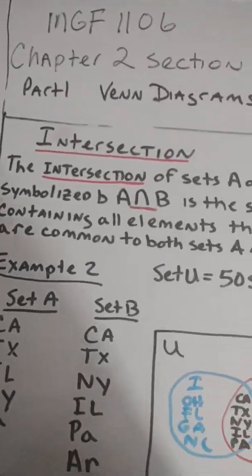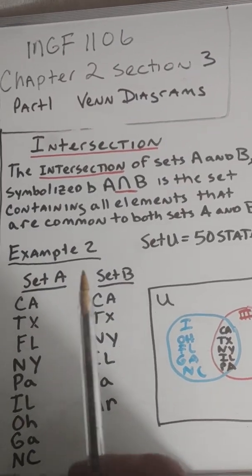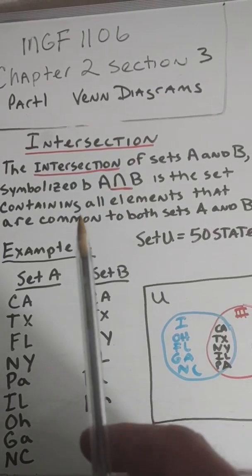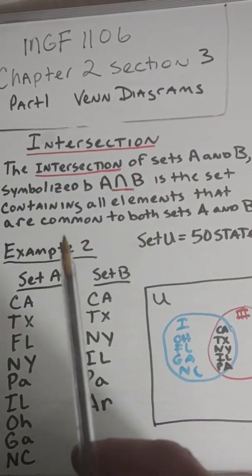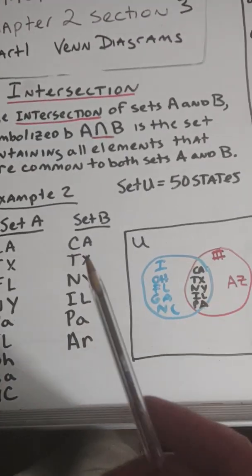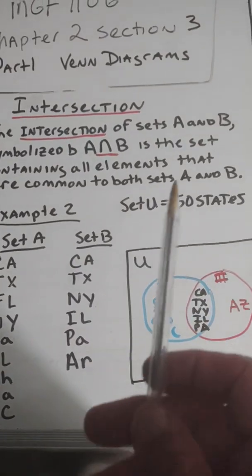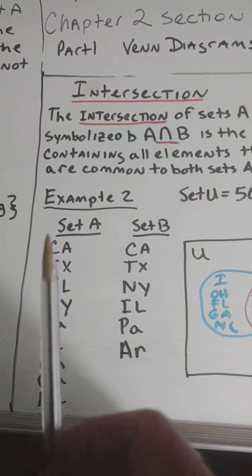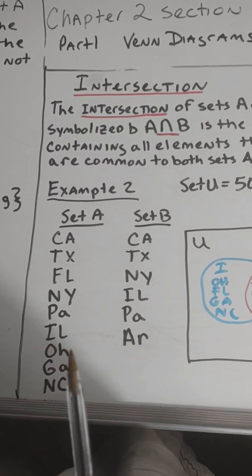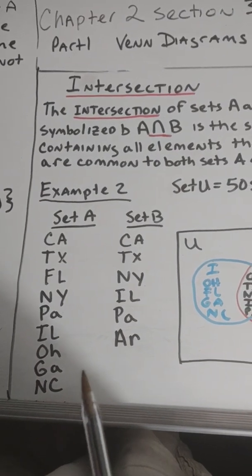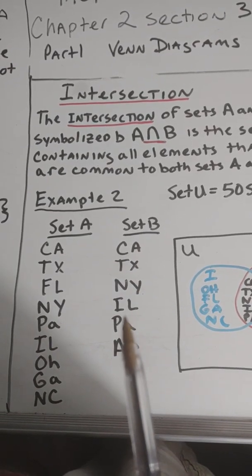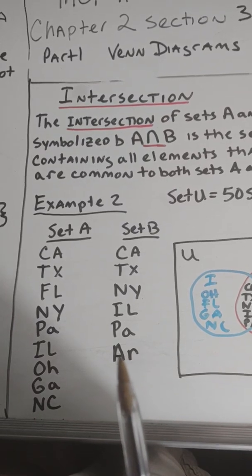We come over here and start talking about intersection. The intersection of two sets, symbolized by an upside down U, is the set containing all elements that are common to both sets A and B. Example 2, the universal set is all 50 states of the U.S. Set A is California, Texas, Florida, New York, Pennsylvania, Illinois, Ohio, Georgia, North Carolina. Set B is California, Texas, New York, Illinois, Pennsylvania, Arizona.